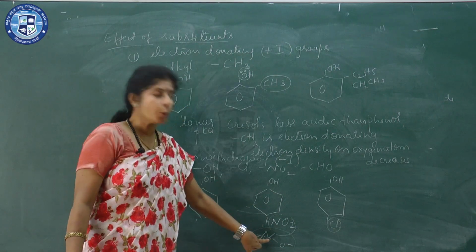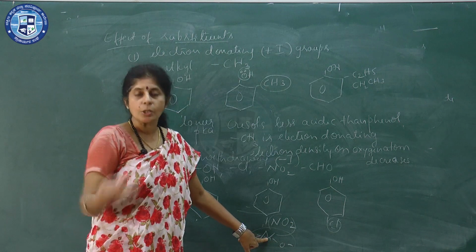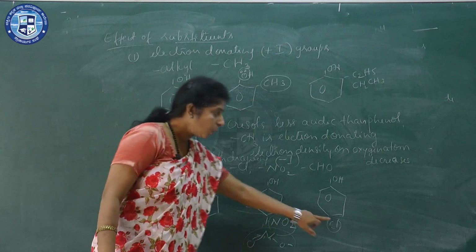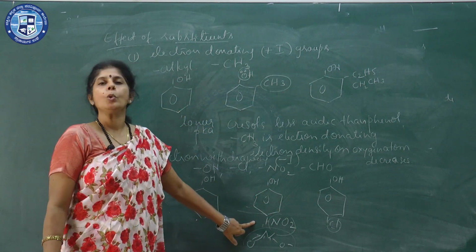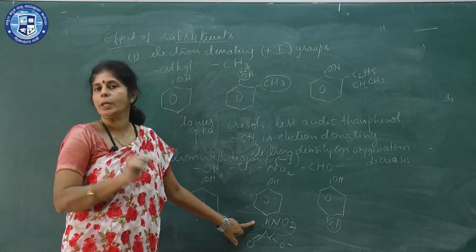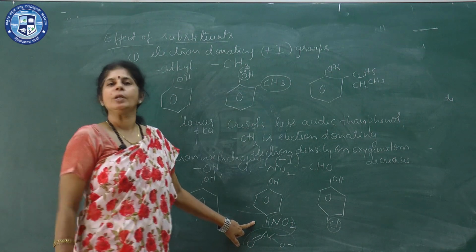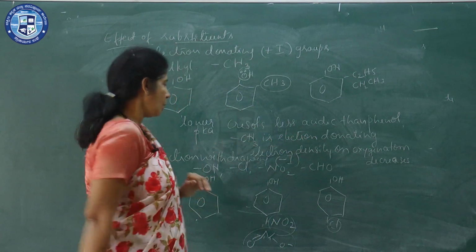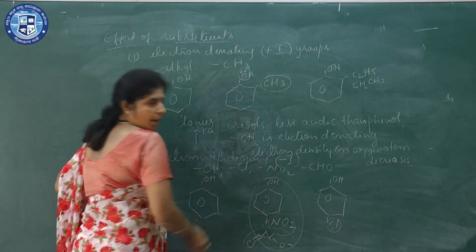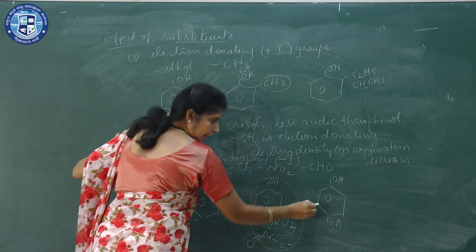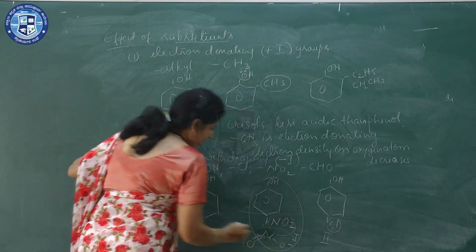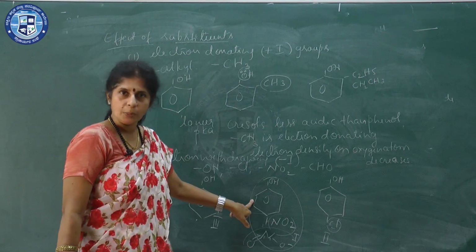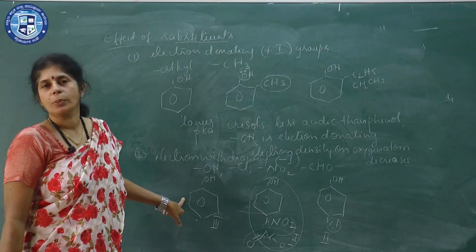Means if NO2 groups are present, you can extend the resonance structure involving NO2 groups. So compared to chlorine, NO2 is a stronger electron withdrawing group. As the strength of the withdrawing group increases, the acidic character also increases. Therefore, nitrophenol is the strongest acid, then this is the second, and the weakest acid will be phenol. So this has the lowest pK value and phenol has the highest pK value.